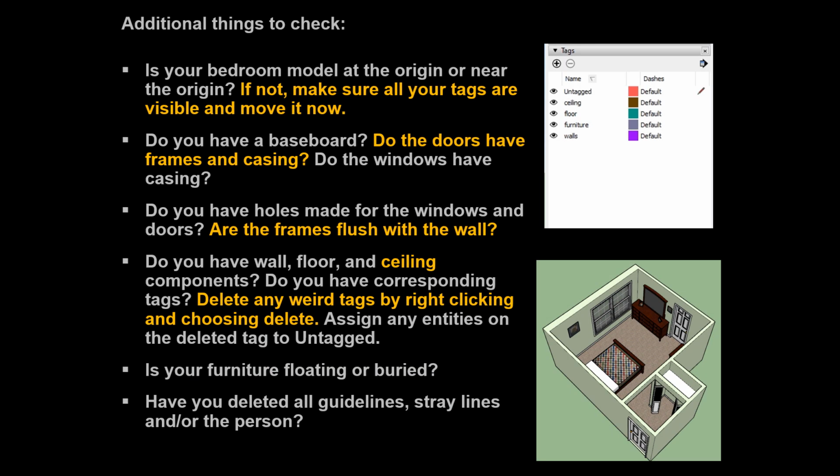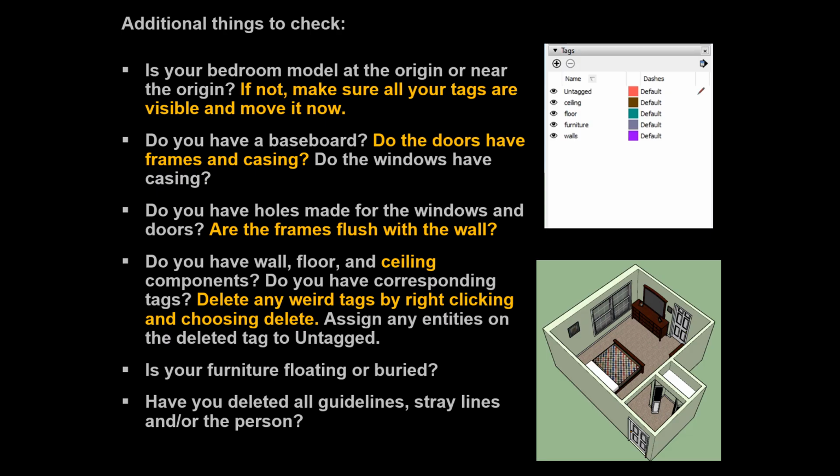Additional things that are important: is the bedroom model close to the origin, or at the origin, ideally? If it's not there, make sure all the tags are visible, select the whole model, and then use the Move command and move it to the origin. Does your model have a baseboard, and do the windows have casing? And make sure you have all the holes in the walls for windows and doors. Do you have all the different components as components and with appropriate tags?